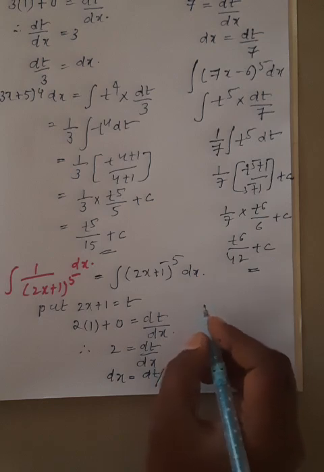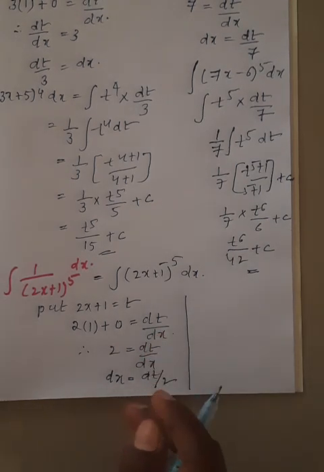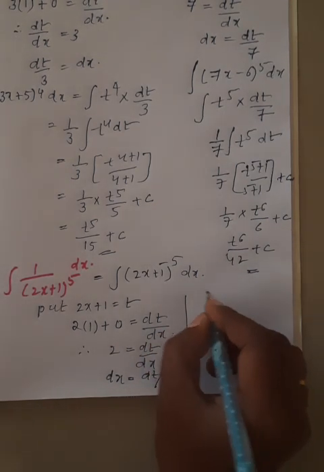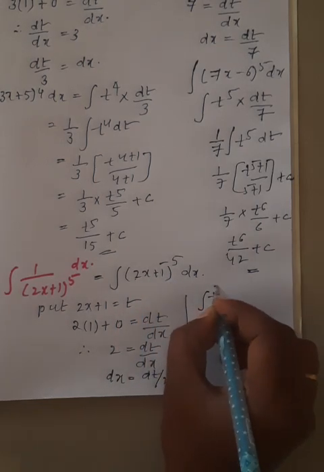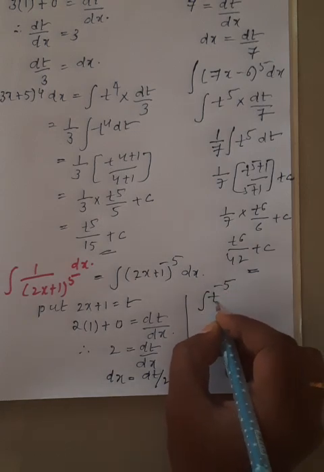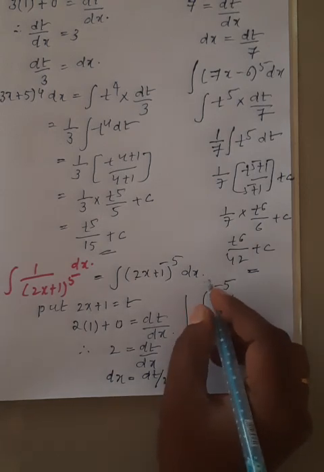Therefore, we have to substitute these two substitutions in our given question. Integration of 2x + 1, we have considered it as t, so t^(-5) into dx as dt/2.